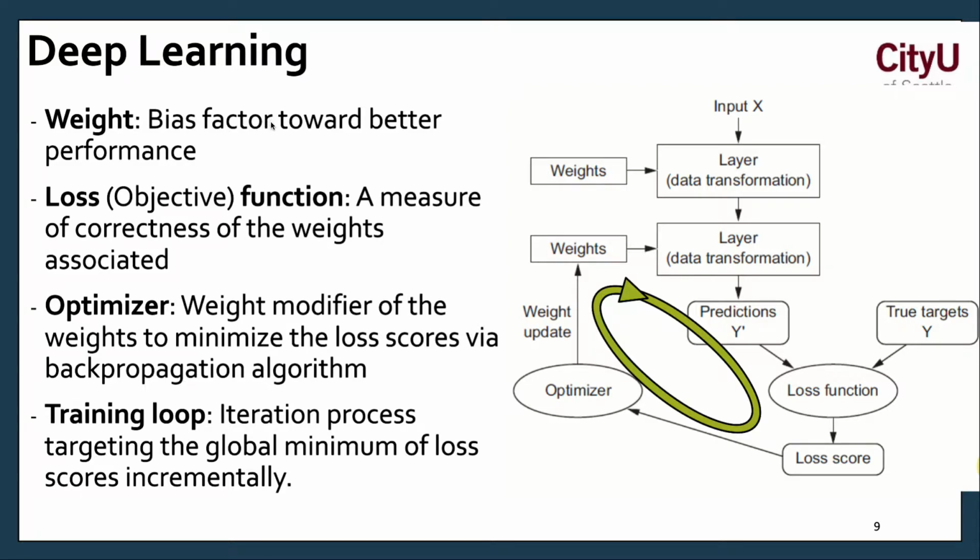So on the left hand side, we have the weight. What is weight? It's a bias factor towards better performance. Again, it's the same thing as what is more valuable to you, for what you currently have on your hand. You would have many data points, and they would put the importance of each of the data points or data type. Next is the loss function, which measures the correctness of the weight. This is the measuring, and the optimizer is the updating. So the training loop is the iteration.